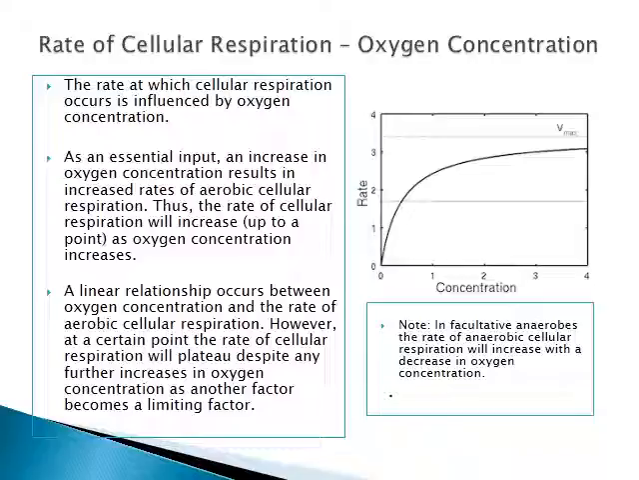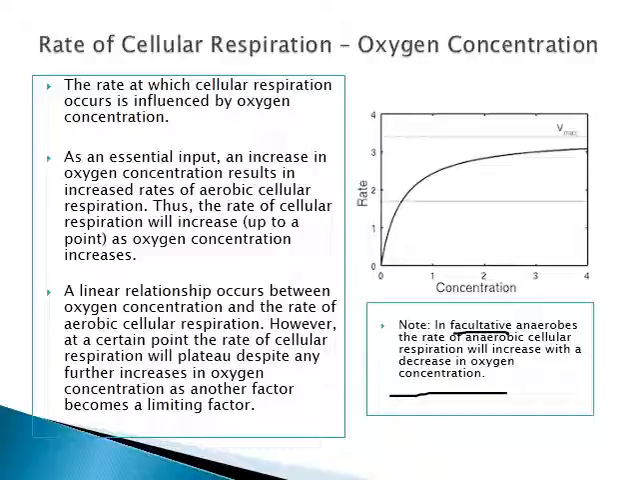This little box down the bottom here says, note, in facultative anaerobes, the rate of anaerobic cellular respiration will increase with a decrease in oxygen concentration. So we've got some organisms that undergo anaerobic respiration. That can be facultative anaerobes, which means they can do anaerobic or aerobic respiration, a bit like us. And then we have what we call obligate anaerobes, and they're organisms that can only undergo anaerobic cellular respiration.